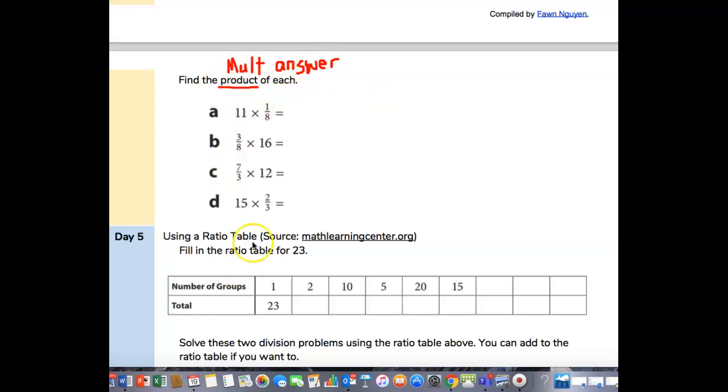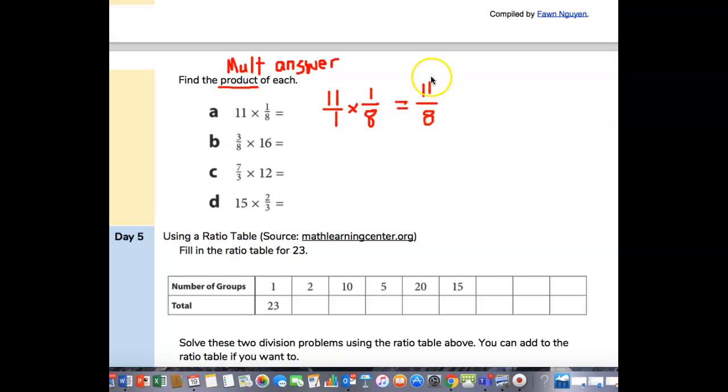All right, these I know you can do. Again, it's just like up there that we just finished. You're multiplying 11 times 1/8, okay? Just put the 11 over 1 to make it a fraction. 11 times 1 is 11. 1 times 8 is 8.